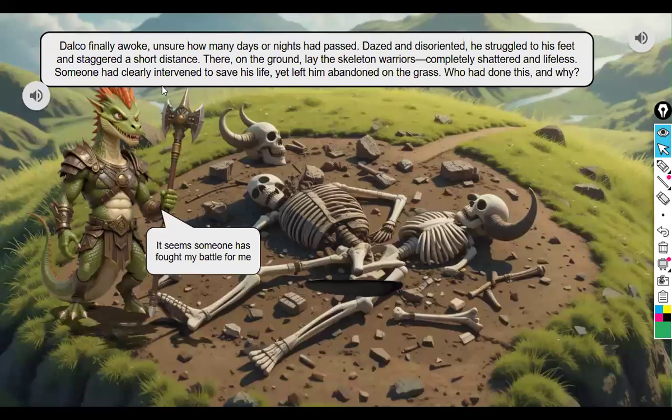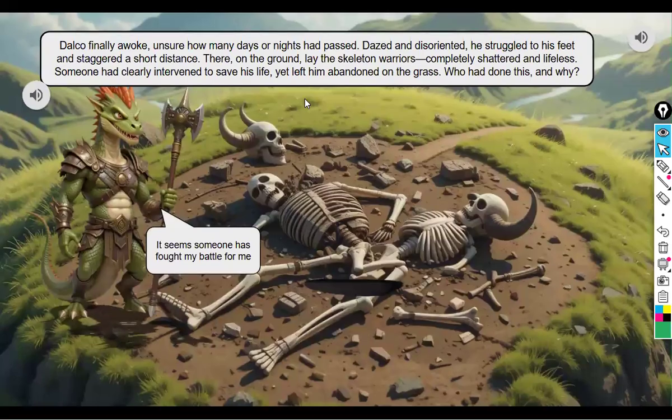Dalko finally awoke, unsure how many days or nights had passed. Dazed and disoriented, he struggled to his feet and staggered a short distance. There on the ground lay the skeleton warriors, completely shattered and lifeless. Someone had clearly intervened to save his life, yet left him abandoned on the grass. Who had done this and why?